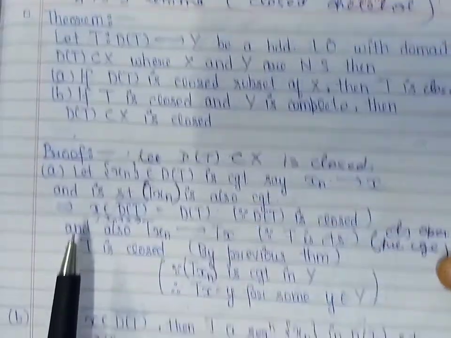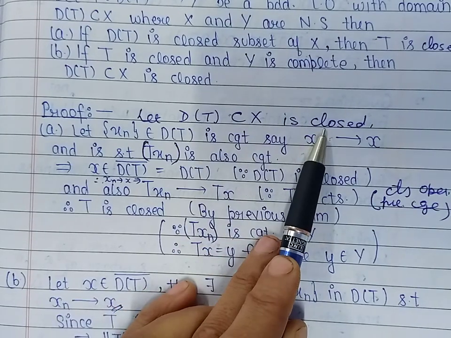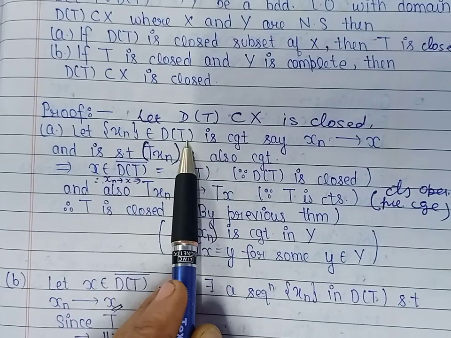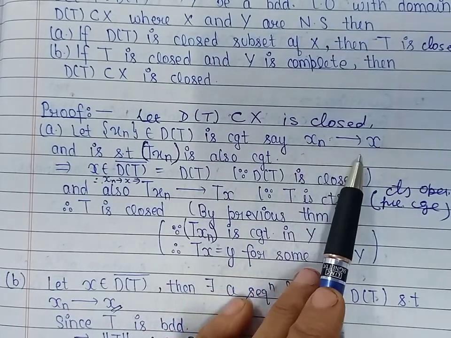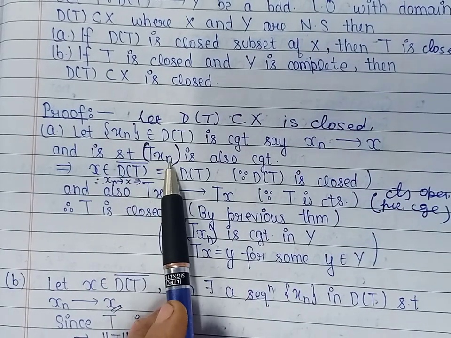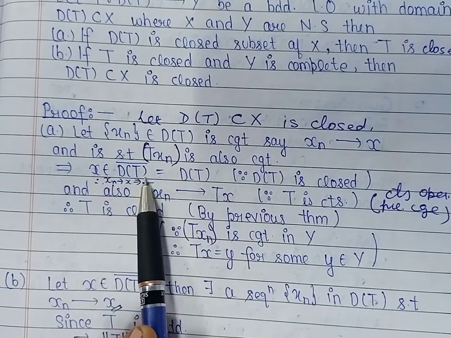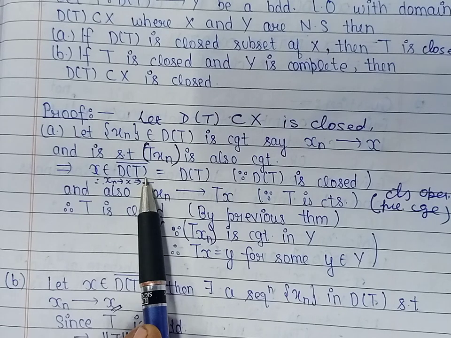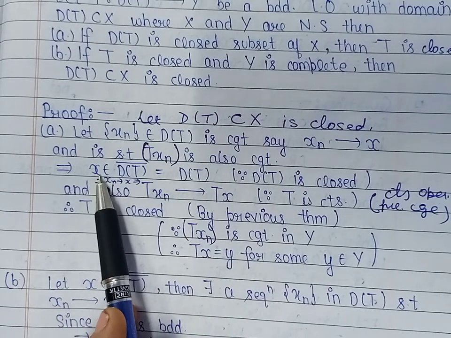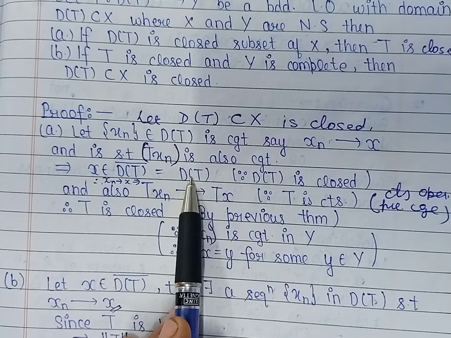So, first of all, let us take the domain of T, which is a subset of X, to be closed. Suppose xn is a sequence in the domain of T such that this sequence xn converges to x and such that the sequence T of xn is also convergent. Now, let us take x belonging to the closure of D(T). Now, because the domain of T is closed, x belonging to the closure of D(T) implies that x belongs to the domain of T.